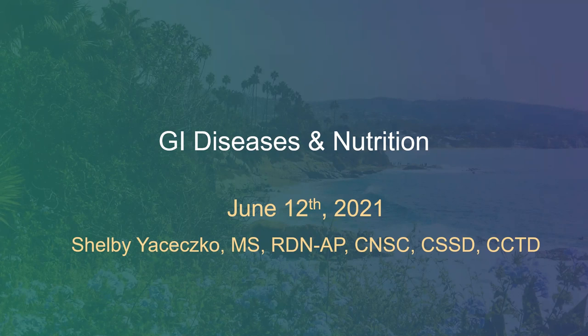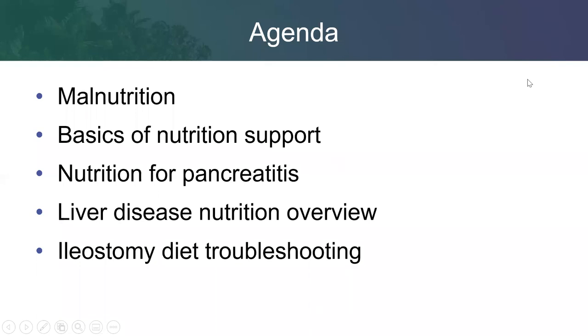Today we're going to discuss GI diseases and nutrition. I'm going to do an overview of a couple different topic areas that I felt were applicable to you. First off, we're going to discuss malnutrition, what malnutrition is, how it affects patient care and outcomes, as well as how to recognize and diagnose malnutrition. We'll review basics of nutrition support, nutrition for pancreatitis, liver disease nutrition, as well as ileostomy diet and troubleshooting. So hopefully one of these areas is applicable to your practice.